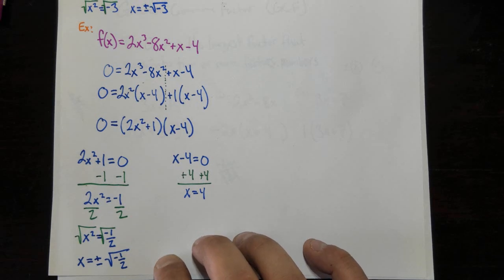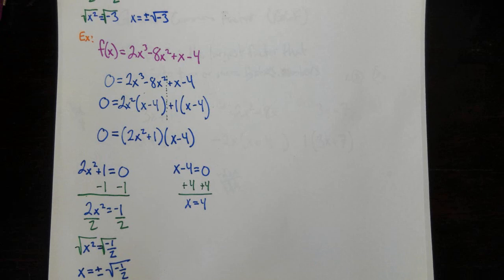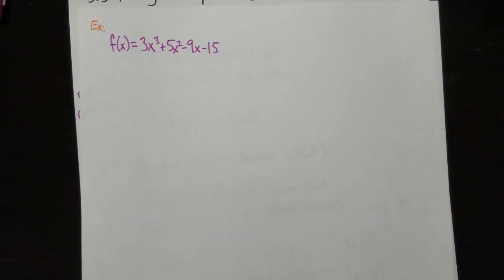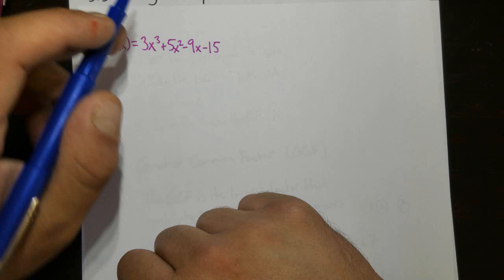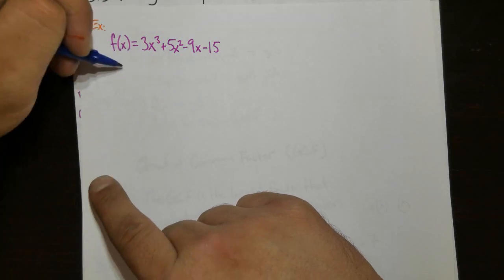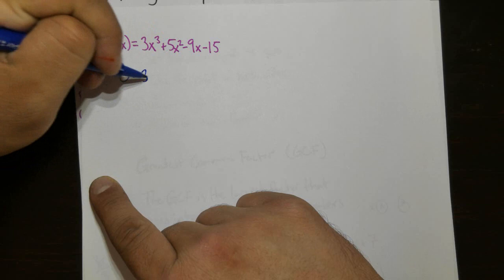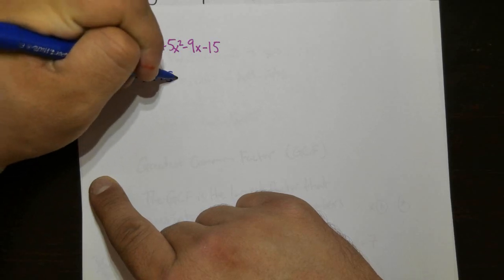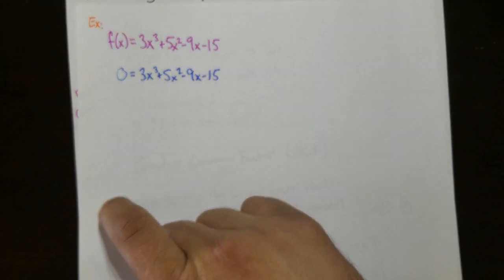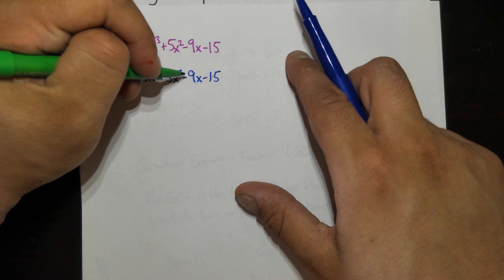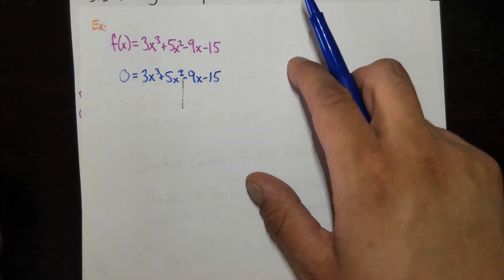Let's do another example here. This will be our last example. So now we have 3x cubed plus 5x squared minus 9x minus 15. So let's take the square root, or not square root, what am I talking about? Let's set it equal to 0. And then I'm going to split it down the middle. Take the greatest common factor of both sides.